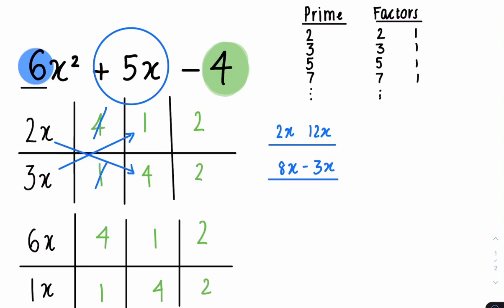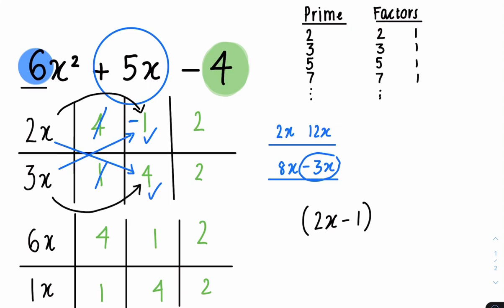Yes, by subtracting. And because we have a minus 3x here, I need to put a minus on the 1, because 3x multiplied by minus 1 gives us that minus 3x. And then this is the pair that works. And your double bracket is just 2x minus 1, which I got from here, and 3x plus 4. As you can see, we didn't actually have to use this grid.